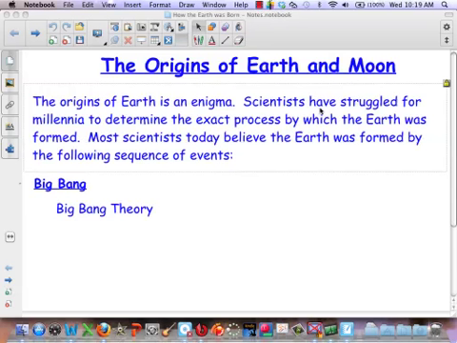Alright, so guys, we're talking about formation of the Earth today. And this is what we're going to be talking about today. Where does the Earth really come from? Where did the moon come from? And that's kind of what we're going to be looking at today.